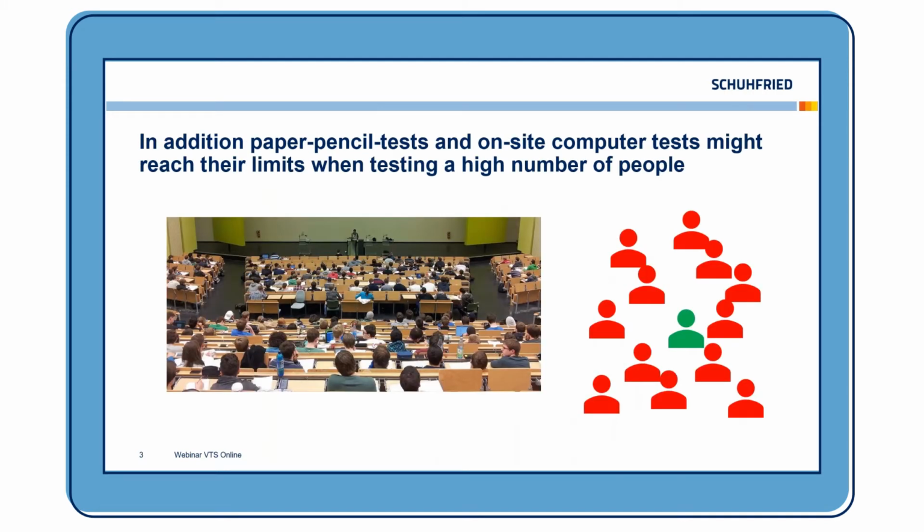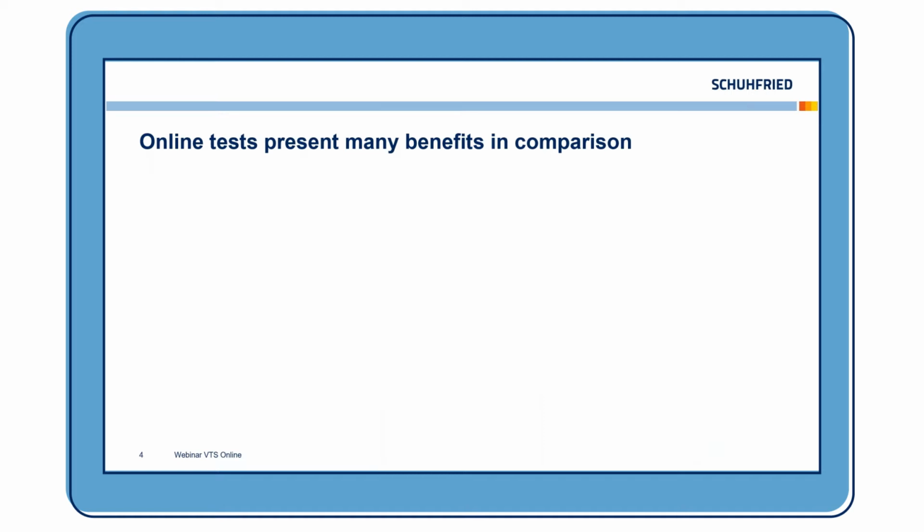Which is, of course, an issue, especially when you test a very high number of people, a very large number of people, because paper pencil test and also on-site computer testing can reach their limits when testing really big numbers of people. Online tests, in comparison to that, may present many benefits. For example, if you want to test a large amount of people, as we talked about before, you will have much lower personal resources needed for that task when you test online. Also, it's location independent and can be administered globally.